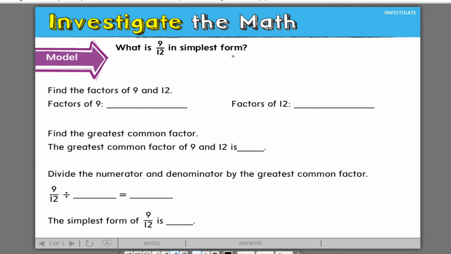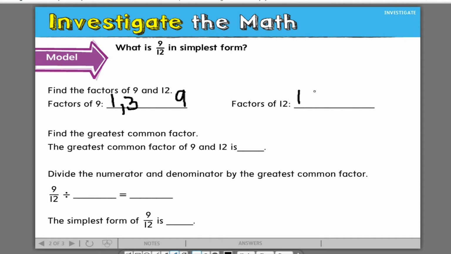So what is 9/12 in simplest form? First, we're going to find all of the factors for 9 and 12. My factors for 9, well, of course we have 1 and 9. 2 doesn't go into 9, but 3 goes into 9, and 3 times 3 equals 9. 4, 5, 6, 7, and 8 do not go into 9.